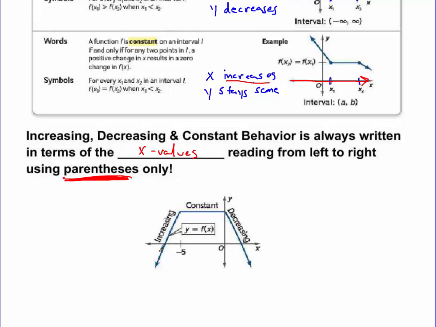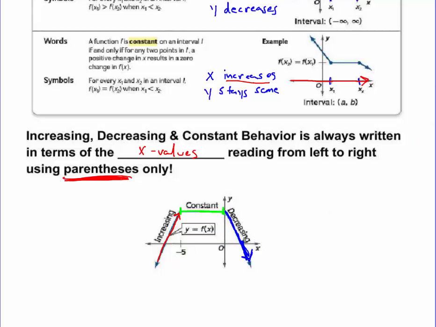So when we look at this graph right here, we're going to say that it's increasing right here because as we go from left to right along the x-axis, the graph is increasing along the y-axis. Then when we get to this point here, from -5 to 0, our graph stays constant. The y values don't increase or decrease. And then when we finally get to this point, we see that our y values begin to decrease. So our graph is decreasing from 0 to infinity.